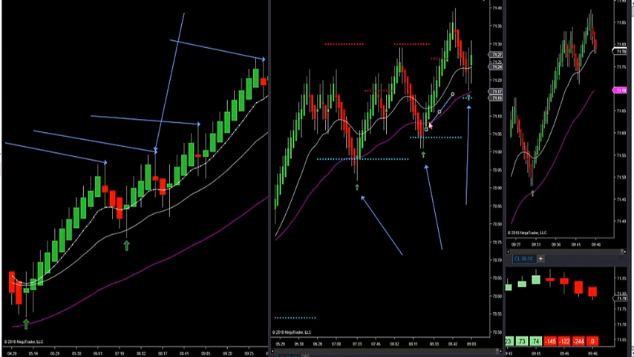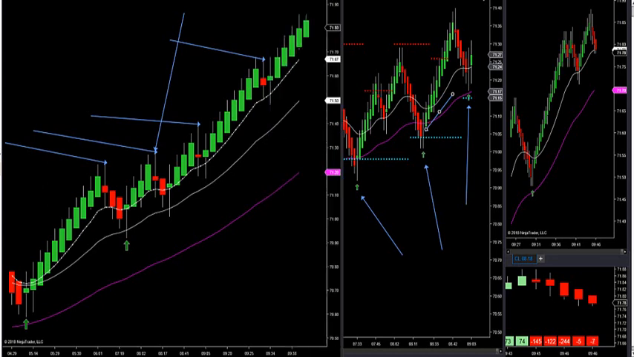I want to enter right there at the close of the candle and the arrow. Make sure market delta is positive, so you have positive order flow following you up. Let's go to the next one.